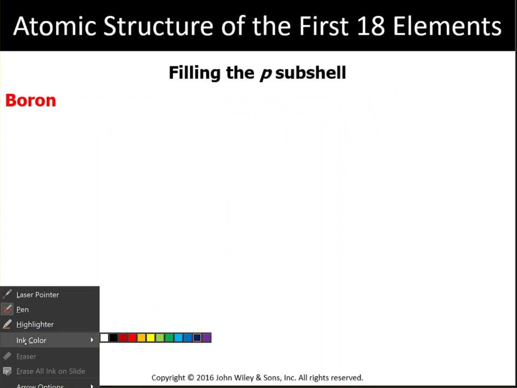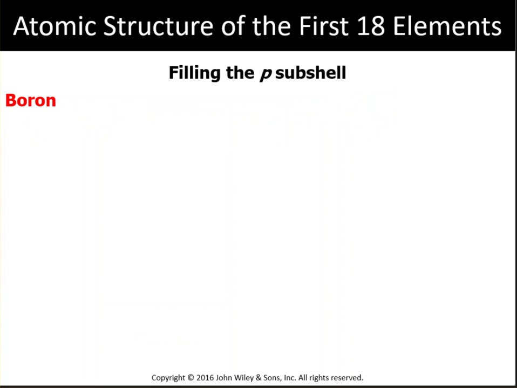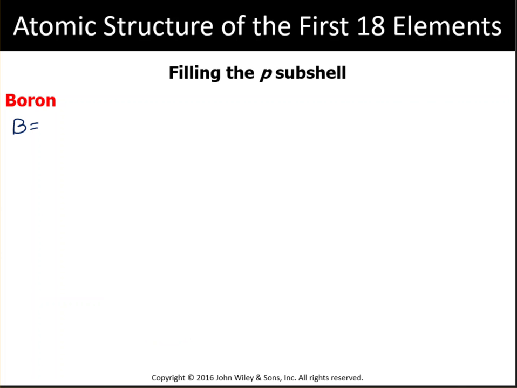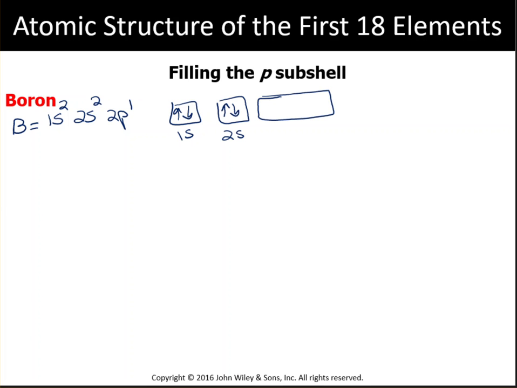So you want to write the electron configuration for boron. And boron has 5 electrons. So boron, 5 electrons, 1s2, 2s2, 2p1. For the box diagram, we have the 1s that has 2 electrons, 2s also 2 electrons, and then the 2p only 1 electron.